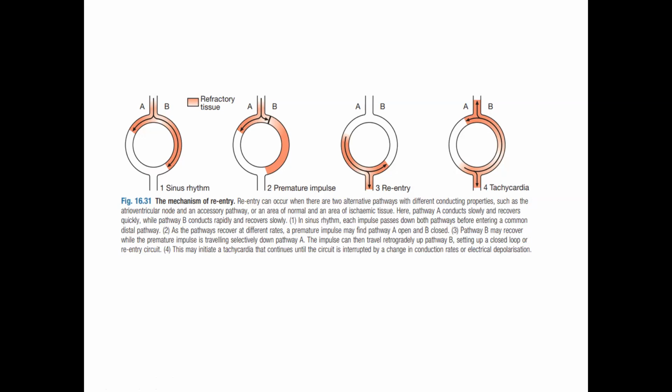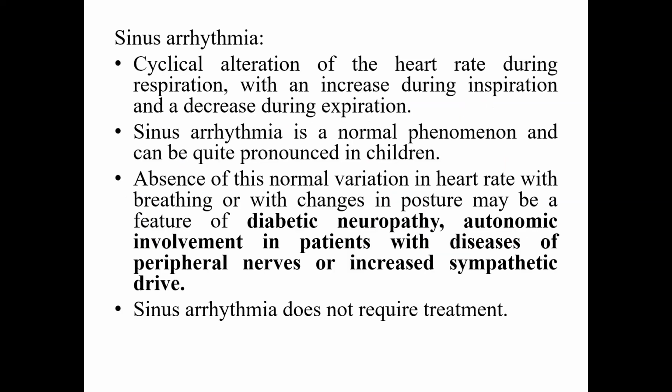So the thing is, these are the mechanisms: premature impulse, re-entry, and tachycardia. So what happens is, instead of normal heartbeat, there will be additional heartbeats, which leads to increased heart rates per minute. So the next thing is sinus arrhythmia.